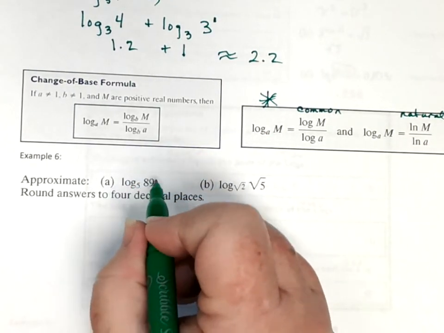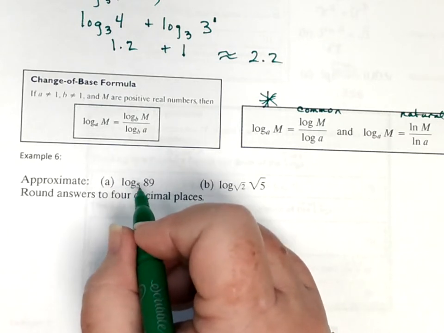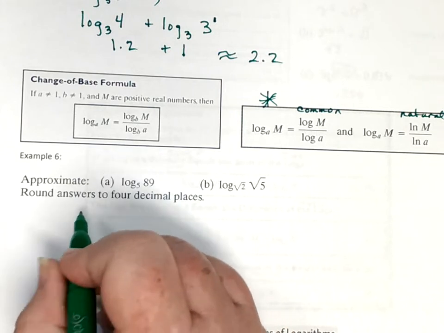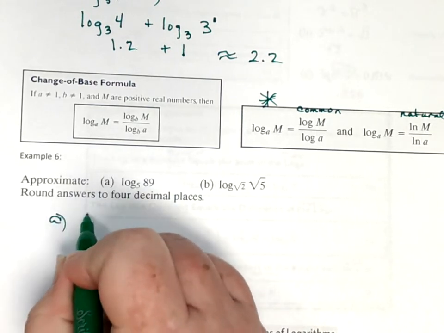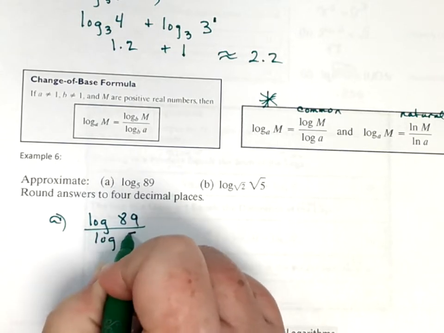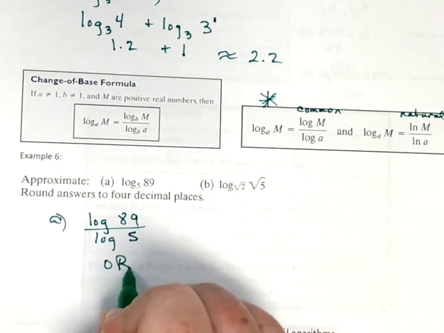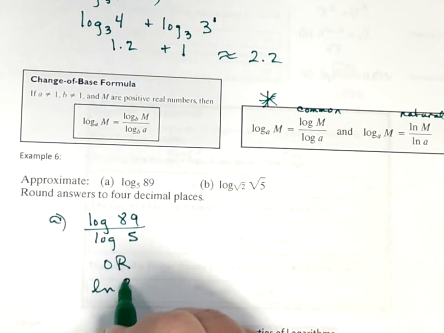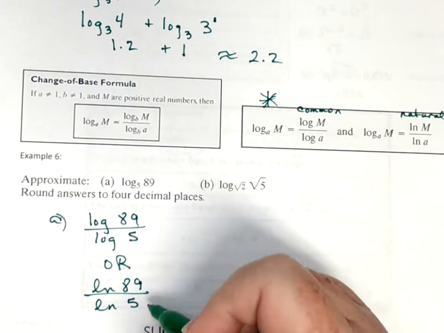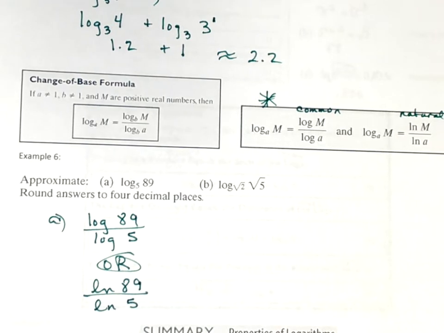I've got log base 5 of 89. If my calculator does not have a change of base button, like my cell phone, I would simply type this in as either log of 89 divided by log of 5. And that's in common log form. Or I could type in natural log of 89 divided by natural log of 5. Here's the interesting thing. Both of these will be the exact same answer.